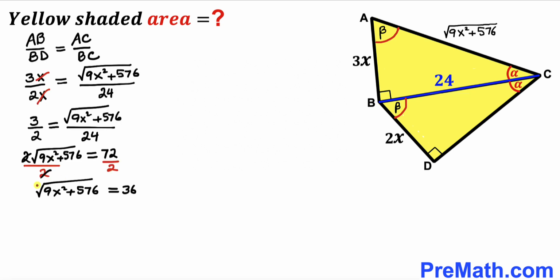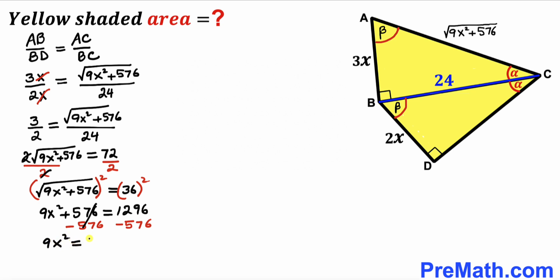Now we are going to square both sides to undo this square root. Then we are going to subtract 576 from both sides. This is gone. Therefore 9x squared turns out to be 720. Let's divide both sides by 9. 9 and 9 is gone. So our x squared value turns out to be equal to 80 on the right hand side. Now I'm going to undo this square by taking the square root on both sides.